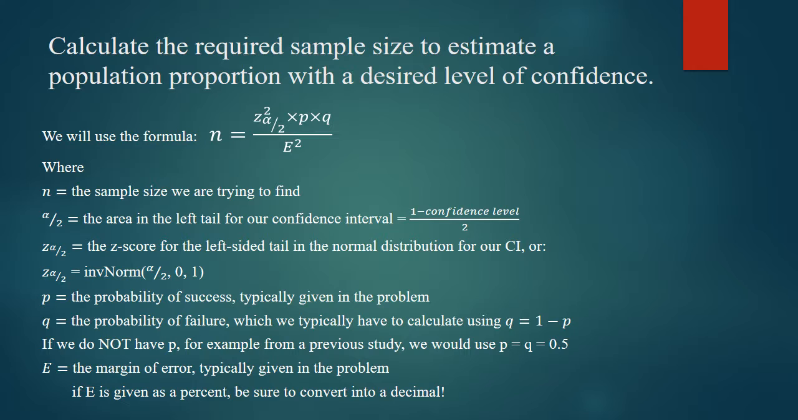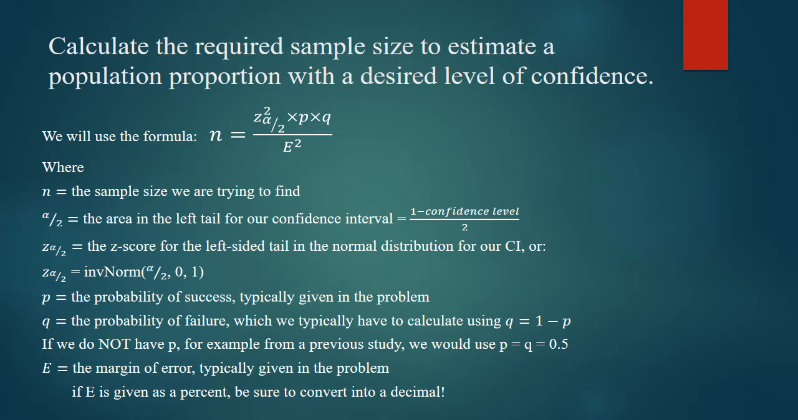So here's the formula we have: z sub alpha over 2 squared times the probability of success times the probability of failure, all divided by the margin of error squared. So n is the sample size we're trying to find. Alpha over 2 is again the area in the left tail for our confidence interval.